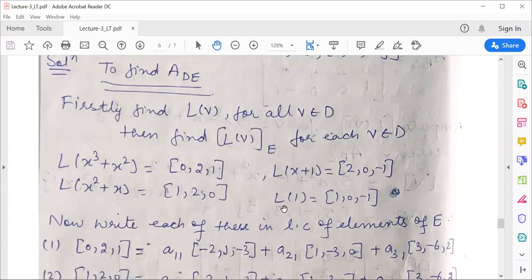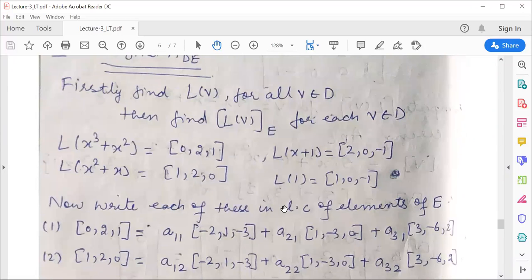So these are the images of all the elements of your ordered basis D. Now the next step is to write down each and every image as a linear combination of elements of E, because when you write these images as linear combinations of elements of E, that will give you the coordinate vector of these L of V in terms of your ordered basis E.